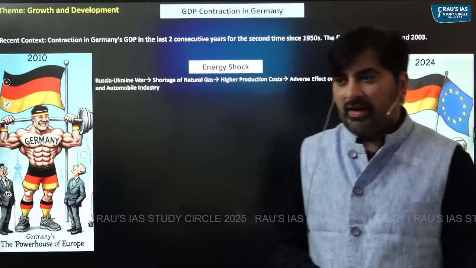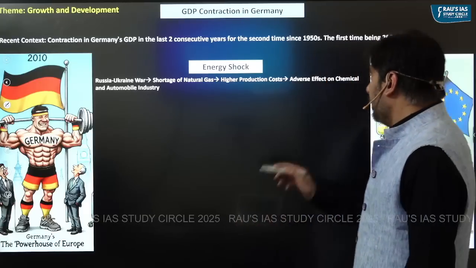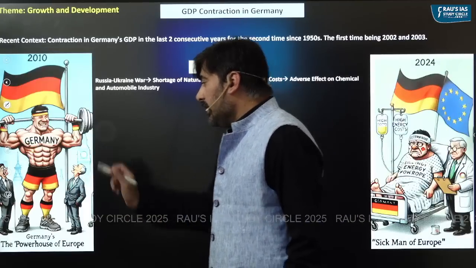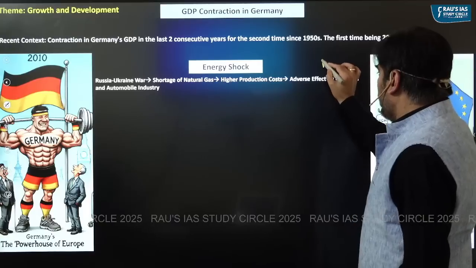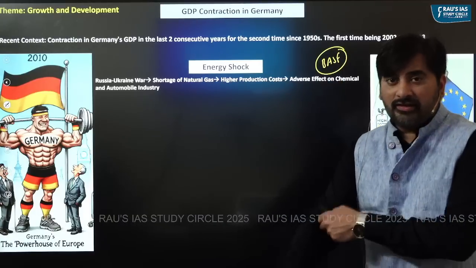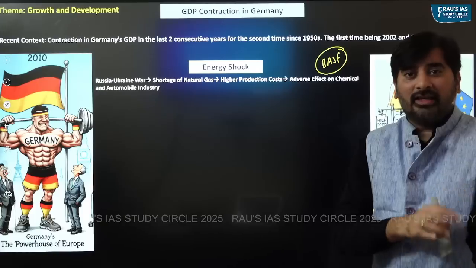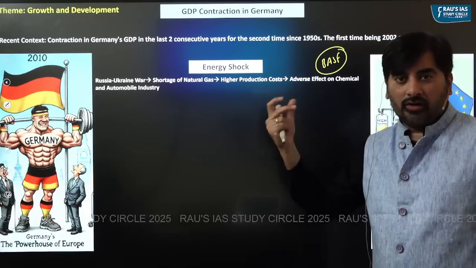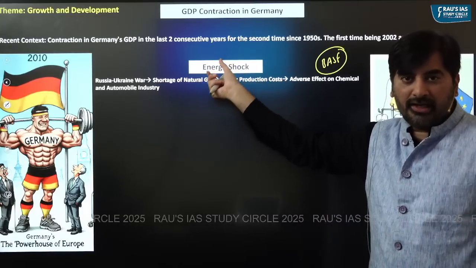Not just automobile industries, it also affected the chemical industries in Germany. There is a chemical company in Germany called BASF. It is the world's largest chemicals manufacturer. Its profit shrunk because of this particular energy shock.